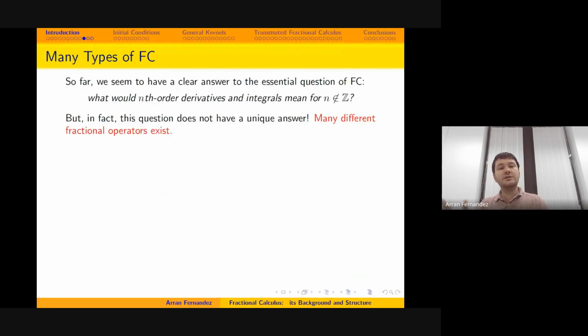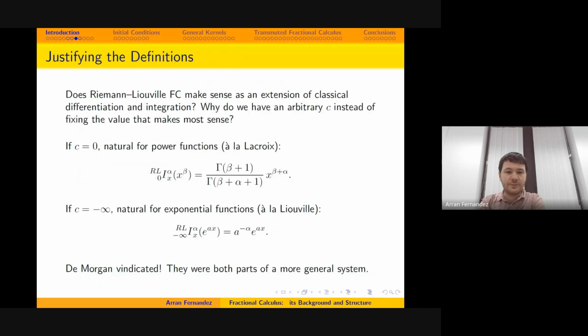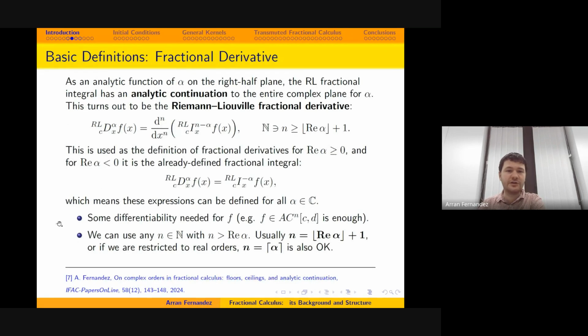Now, in the discussion so far, we have defined nth order derivatives and nth order integrals, for n not only integer, but any real number, any complex number. So it seems like we've answered this question, but we've only given one possible answer. And there are many different possible answers, many different operators that can be called fractional integrals or fractional derivatives. So one important example is the Caputo derivative. So let's just remind ourselves of the comparison, the Riemann-Liouville derivative. We have the nth derivative of the fractional integral.